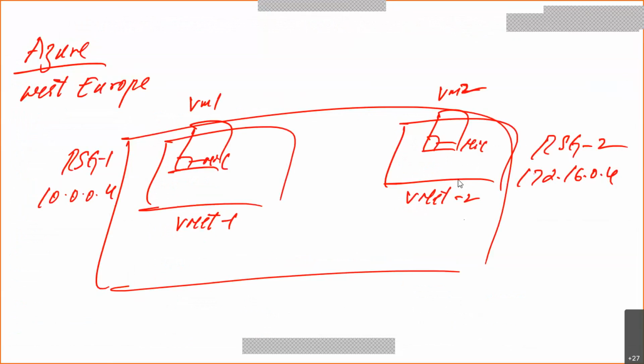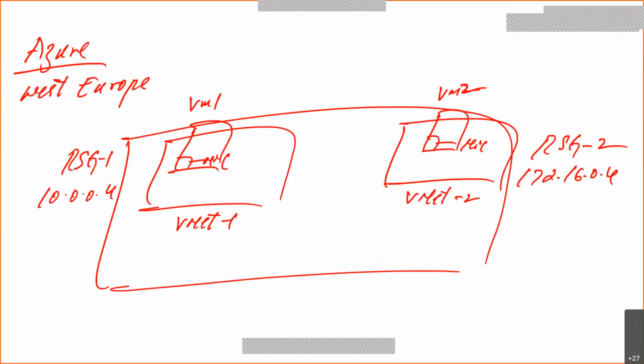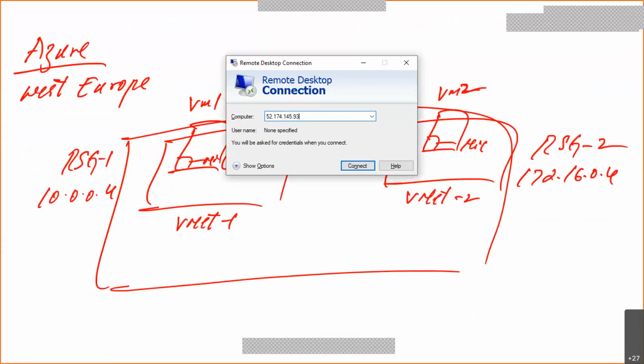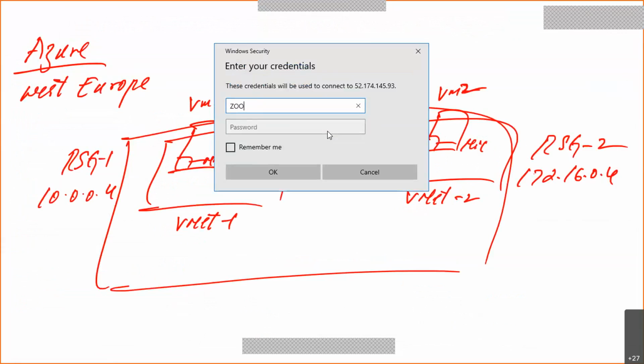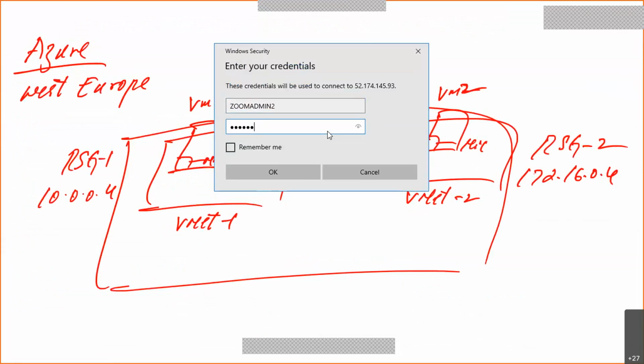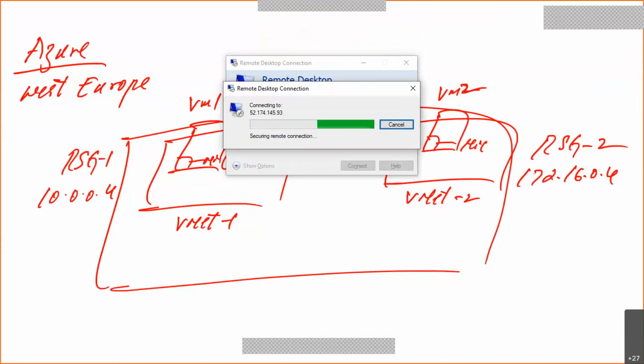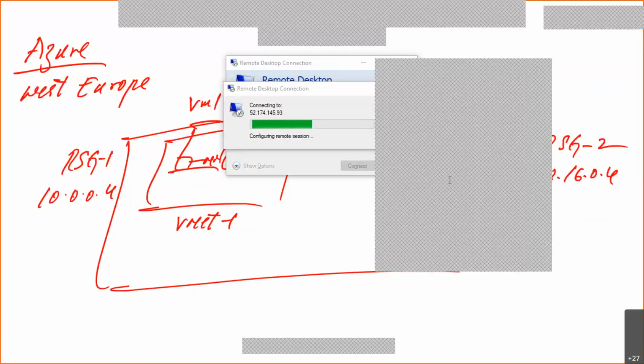So guys, this is my virtual machine 2. So go to run, type mstsc, paste the public IP, guys. Click on connect. It is asking for the login name, guys. That is my Zoom admin and password. Give the password, guys. Click OK. So click on yes to sign in. So successfully we are signing in.